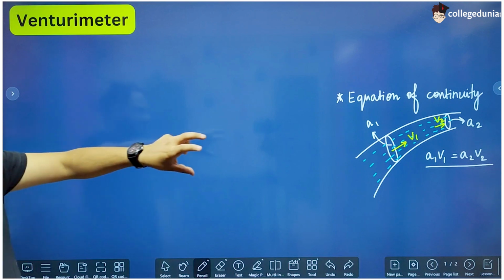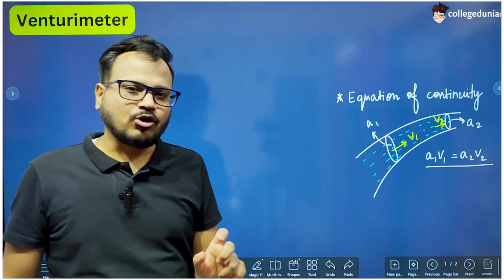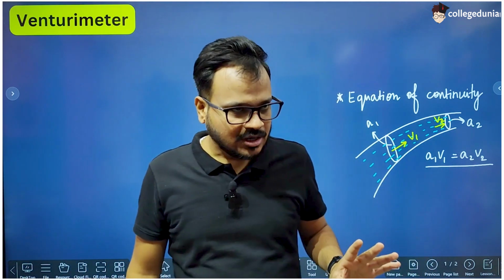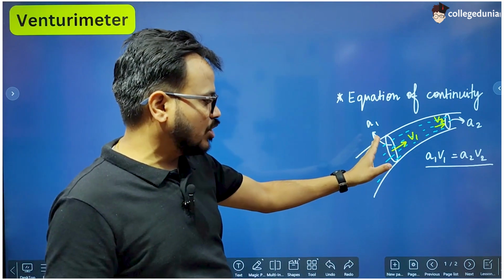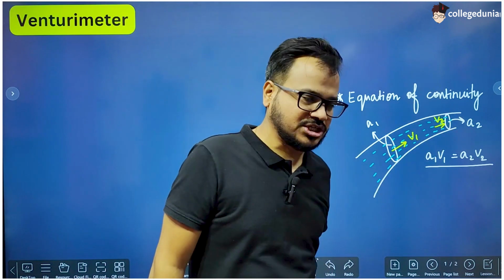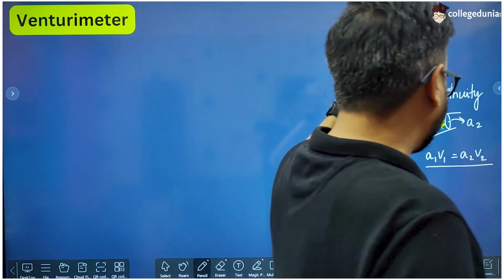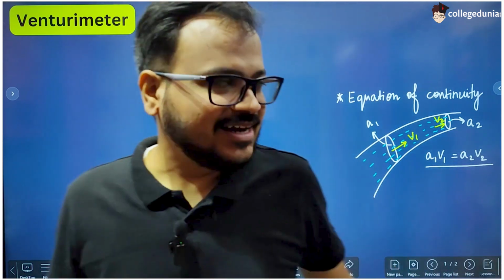What is the meaning of this equation? It says that the product of area of cross section and velocity of liquid at any cross section is always the same, right? So the product of area and velocity at this cross section and the product of area and velocity at this cross section, both these products are the same. Or if we take this product at any other cross section, then that also will be the same. Which means that if one of these increases, then the other one has to decrease to keep the product the same, right?